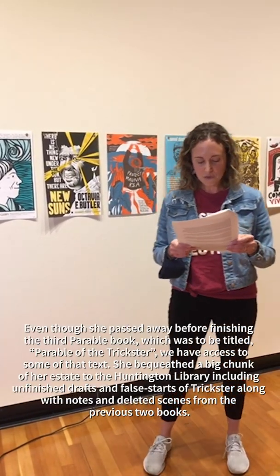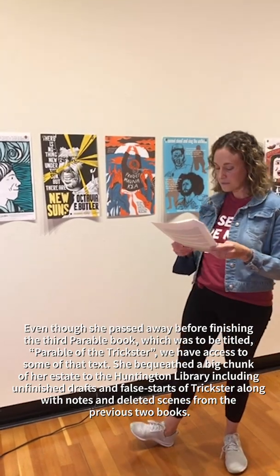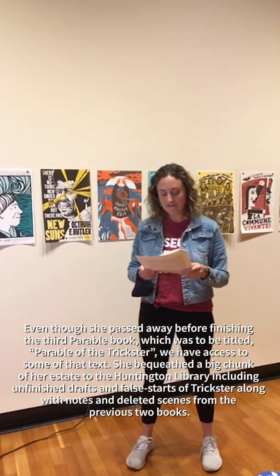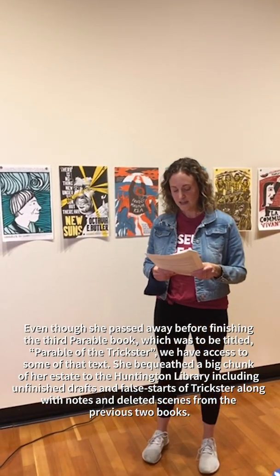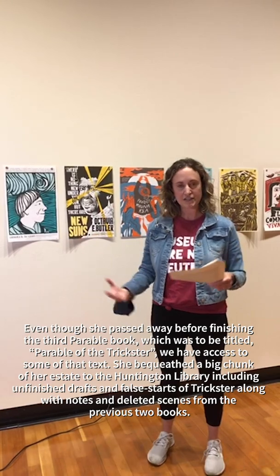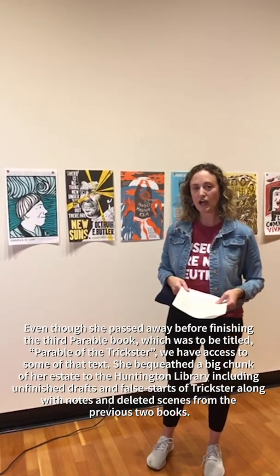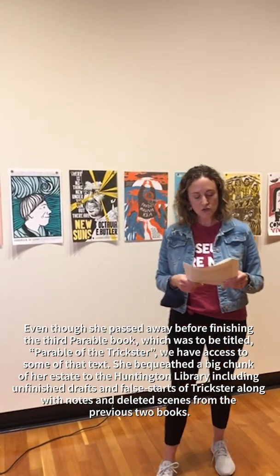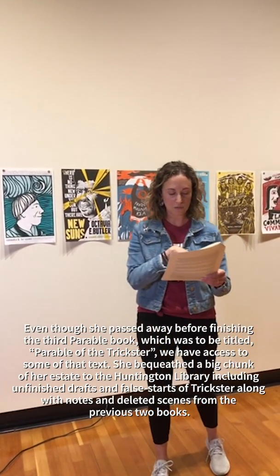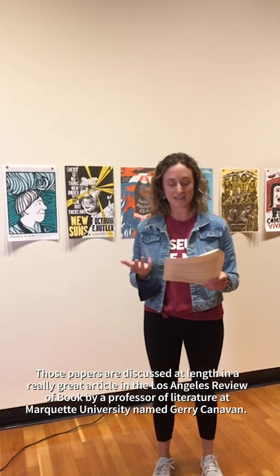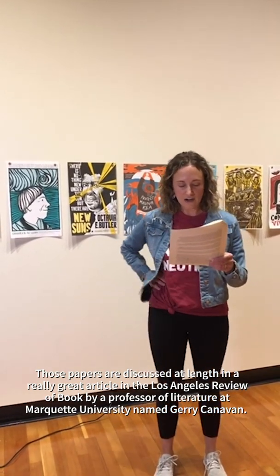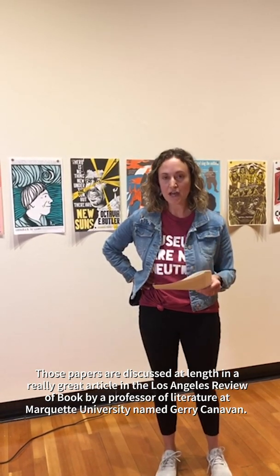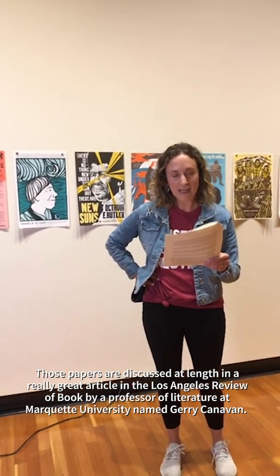Even though she passed away before finishing the 3rd Parable book, which was to be titled Parable of the Trickster, we actually have access to some of the texts. She bequeathed a big chunk of her estate to the Huntington Library, including unfinished drafts and false starts of Trickster, alongside notes and deleted scenes from the previous 2 books. And those papers are discussed at length in this really great article in the Los Angeles Review of Books by a professor of literature at Marquette University named Jerry Canavan.